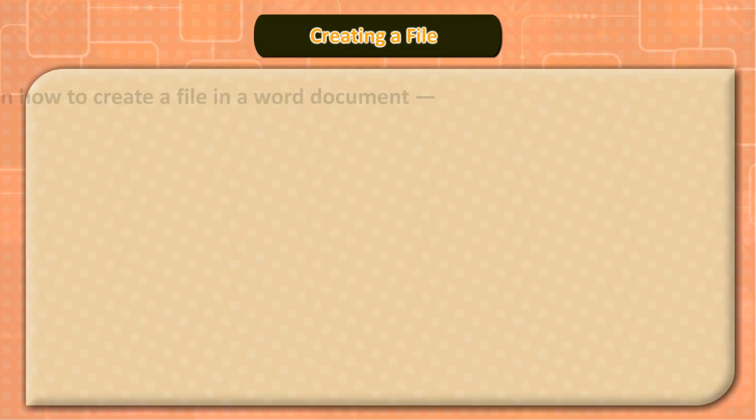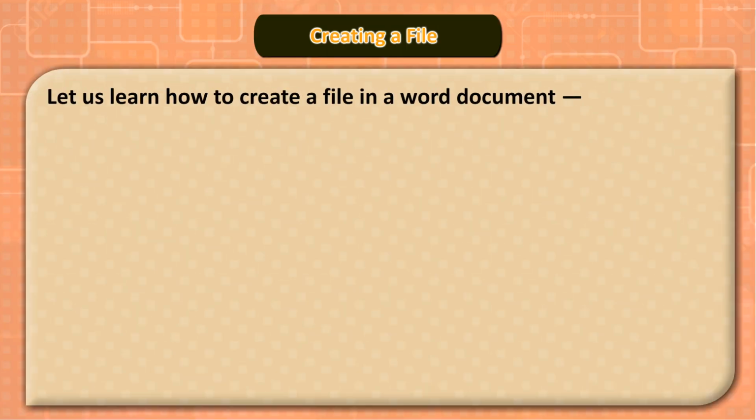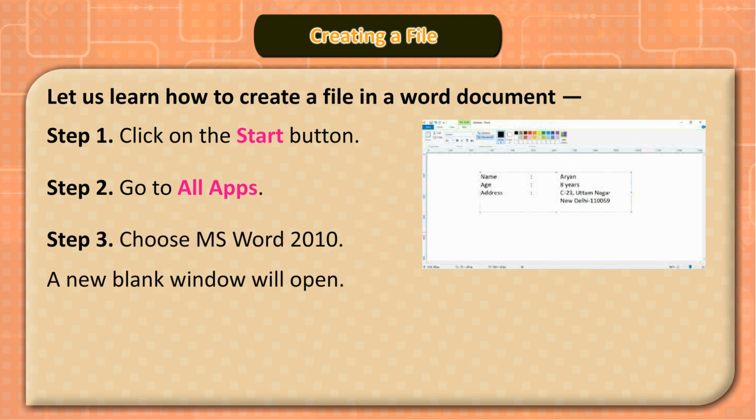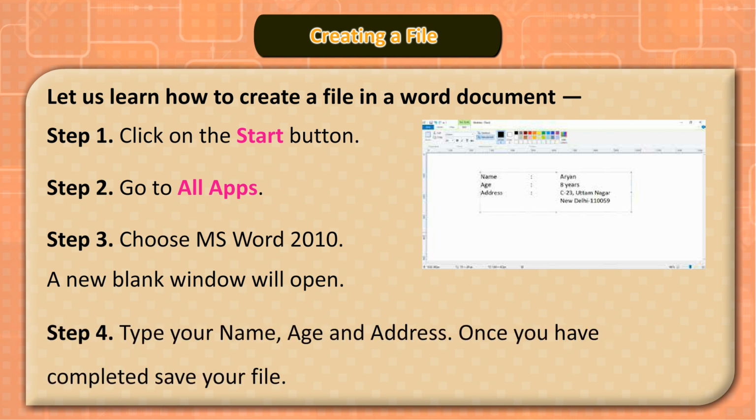Creating a file. Let us learn how to create a file in a Word document. Step 1. Click on the Start button. Step 2. Go to All Apps. Step 3. Choose MS Word 2010. A new blank window will open. Step 4. Type your name, age and address. Once you have completed, save your file.